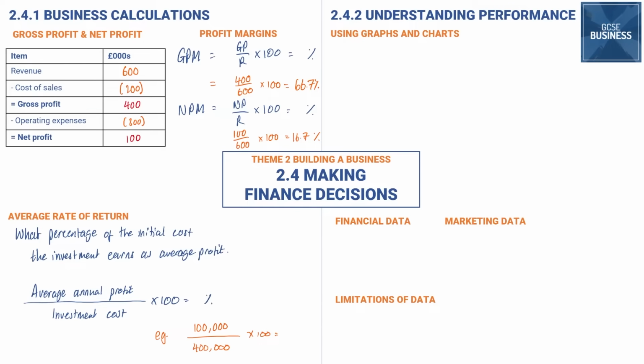So let's say, for example, we had an investment of £400,000, and that project could have been for manufacturing a building or something like that, and every year that generated us £100,000 profit, then we would do 100,000 over 400,000 times by 100 equals, you probably guessed this one, 25%. So naturally with this as well, because it's about profit, we'd want that to be a little bit higher. The higher, the better. The higher, the more profit we made.